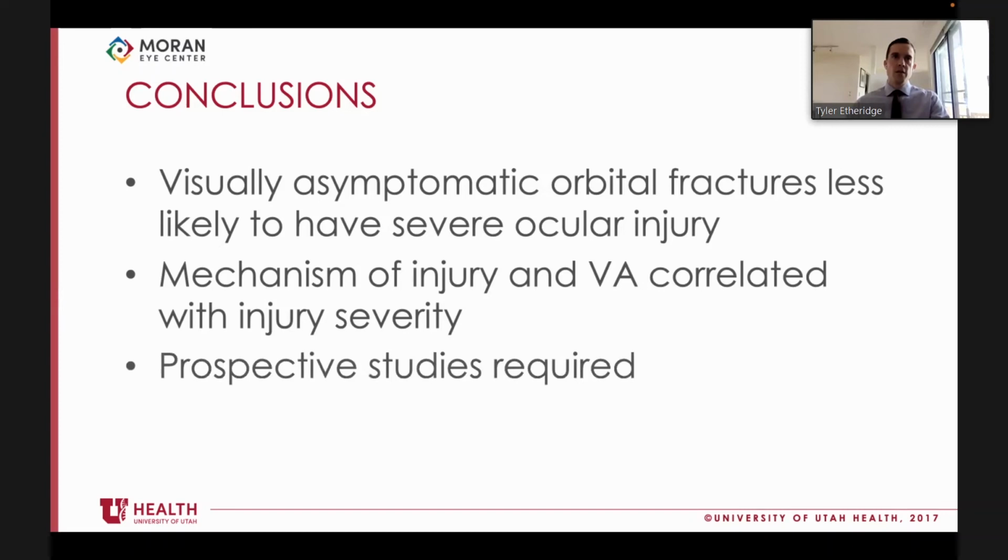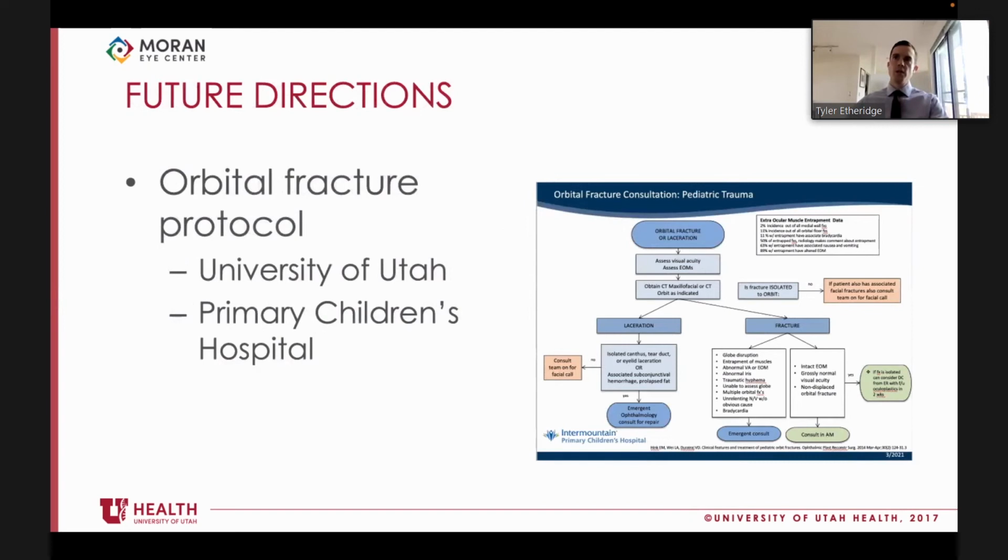Finally, prospective studies assessing the necessity and timing of ophthalmology evaluation in the setting of orbital fractures are required. For future directions, we hope to continue to develop orbital fracture protocols for the University of Utah, like the one outlined here, which we have established with Primary Children's Hospital, based on these data as well as other studies.